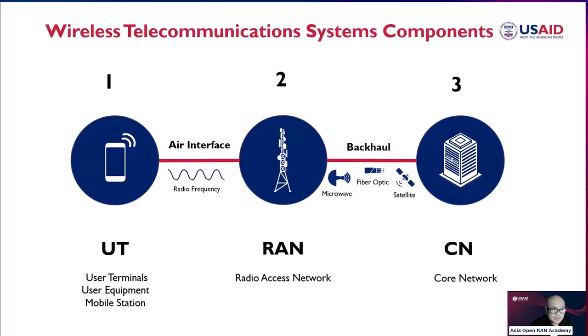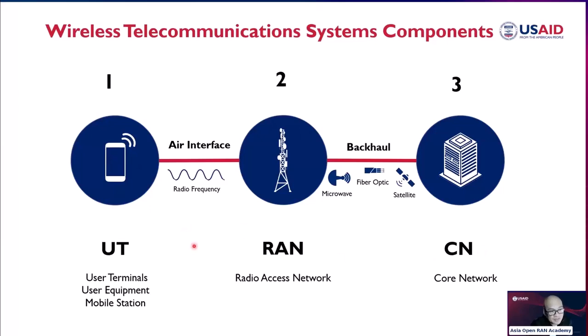Wireless telecommunication system components are composed of three main parts. We have the user terminals. The user terminals are the user equipment for 3G, 4G, or 5G, and also a mobile station if you're using 2G. Examples of these user terminals are smartphones, tablets, laptops, and other mobile devices that are equipped with wireless connectivity features, such as cellular from 2G to 5G.